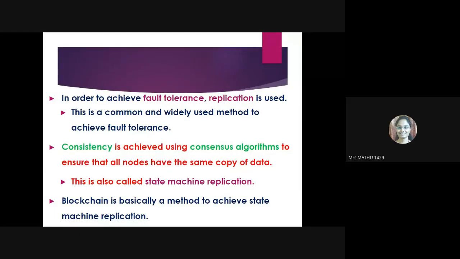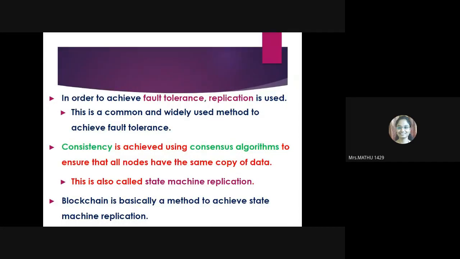So that is why, to achieve fault tolerance, replication is used. Replication means you are storing the same data in different places. So if one system or one node fails, you will be able to retrieve that same data from another node, from another place. So replication is used to achieve fault tolerance.